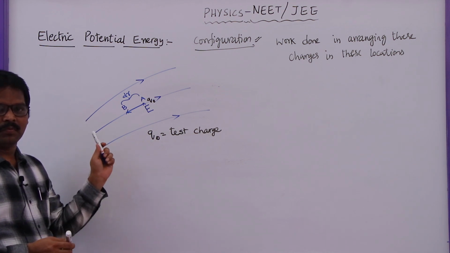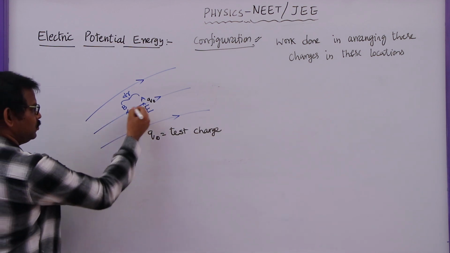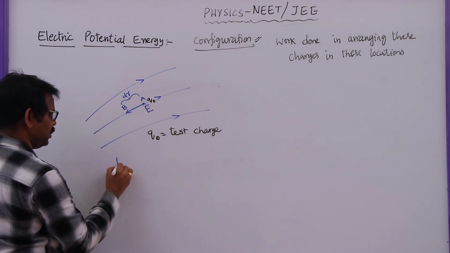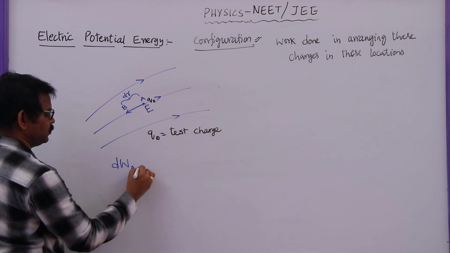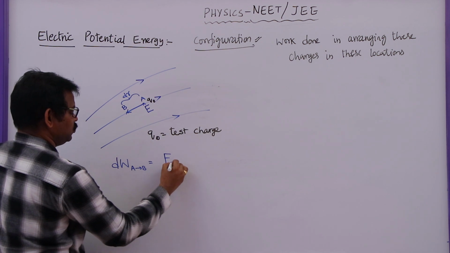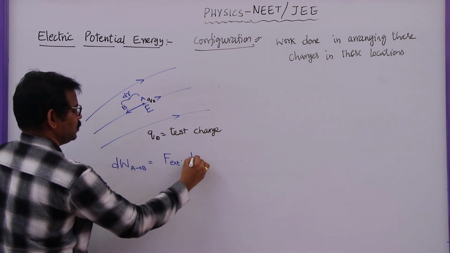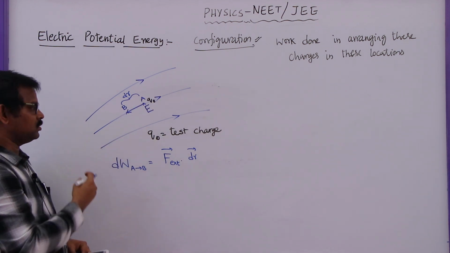Work done is given by the dot product of force and displacement. Here, to move the charge from A to B, I am doing a small amount of work, which is given by force into the distance travelled. So externally I need to apply some force.